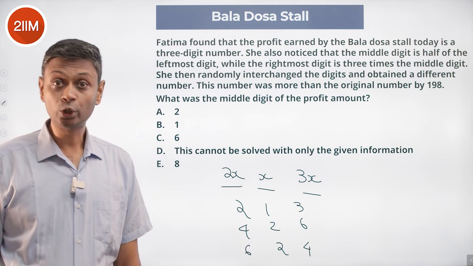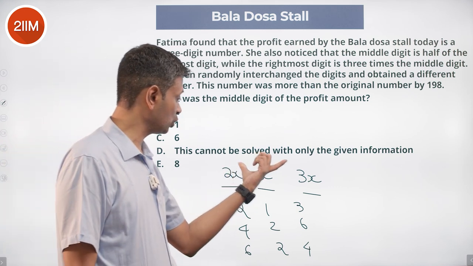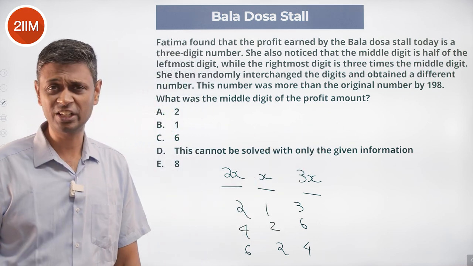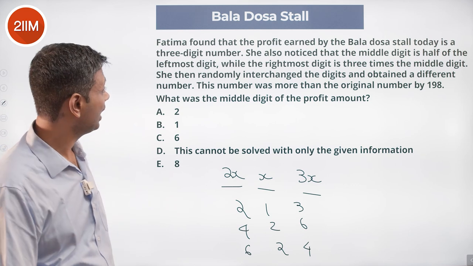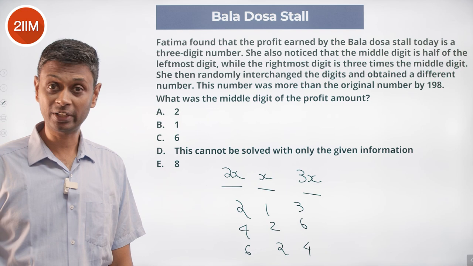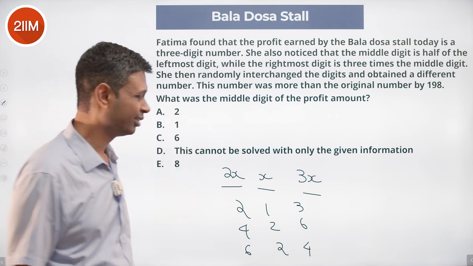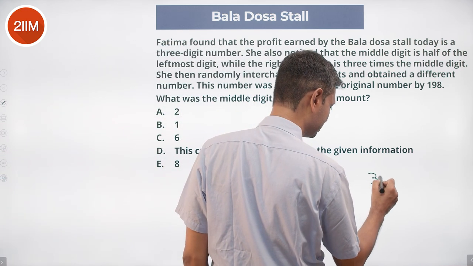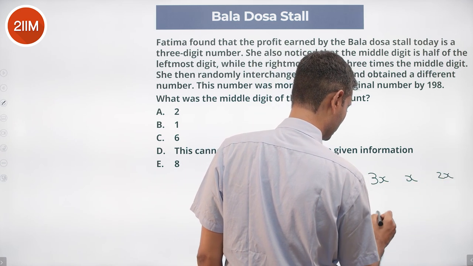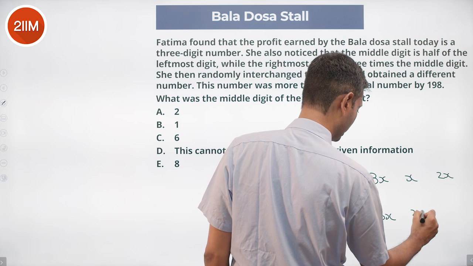198 is 99 into 2. If you interchange these two digits, it'll come there. We know she's interchanging these digits, and that much is clear. And she obtained a different number. This number was more than the original number by 198. That means the new number should start with 3x, and then it can have x and 2x, or it starts with 3x and it has 2x and x.